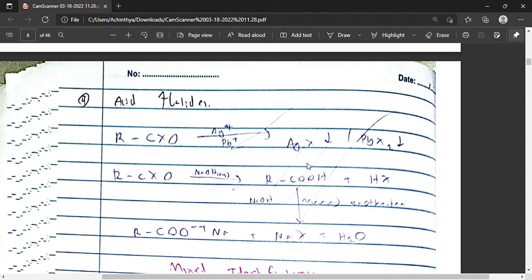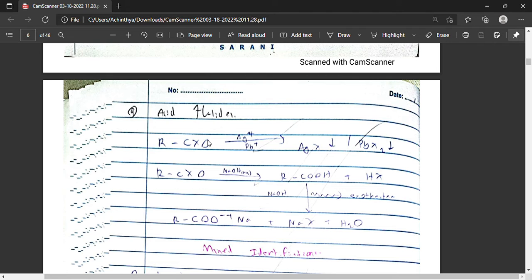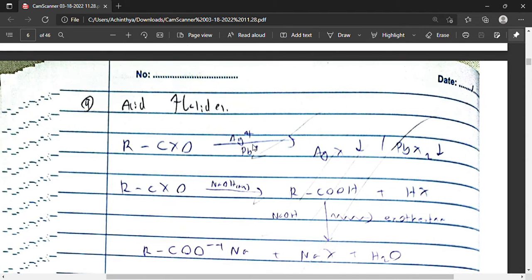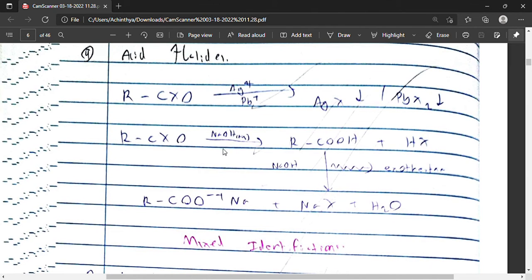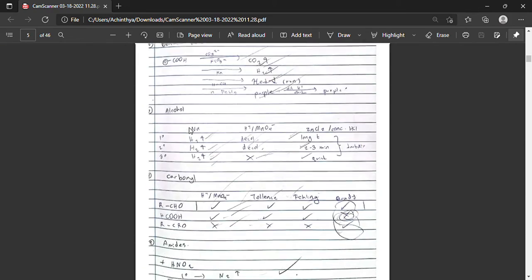Now, alkyl halides. We can easily identify alkyl halides by adding silver nitrate or lead acetate, as it will precipitate as halides. And we can add sodium hydroxide to acid halides, and it will form the respective organic acid and hydrogen halide. And this we can identify by adding sodium hydroxide, and this neutralization reaction is highly exothermic, and that is how we can indirectly identify the acid halides. And these are how we identify the different groups of organic chemistry.